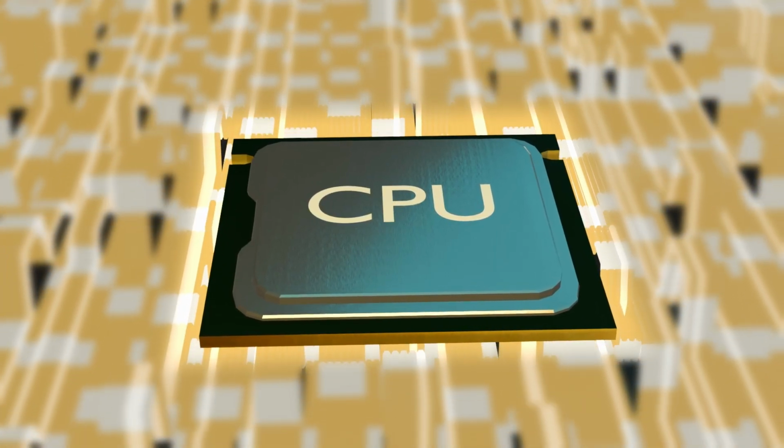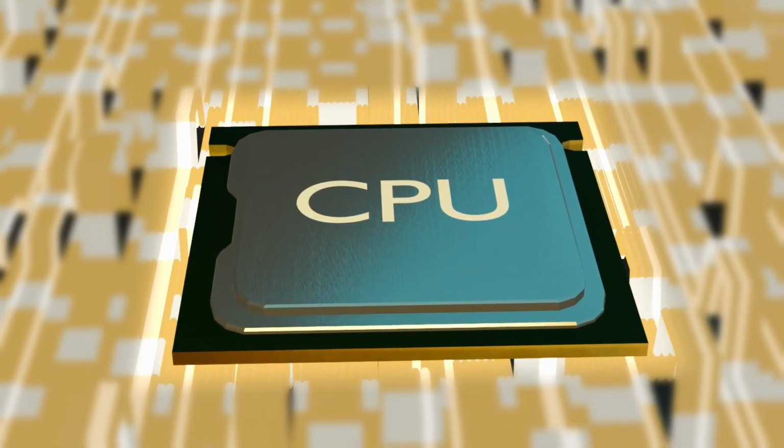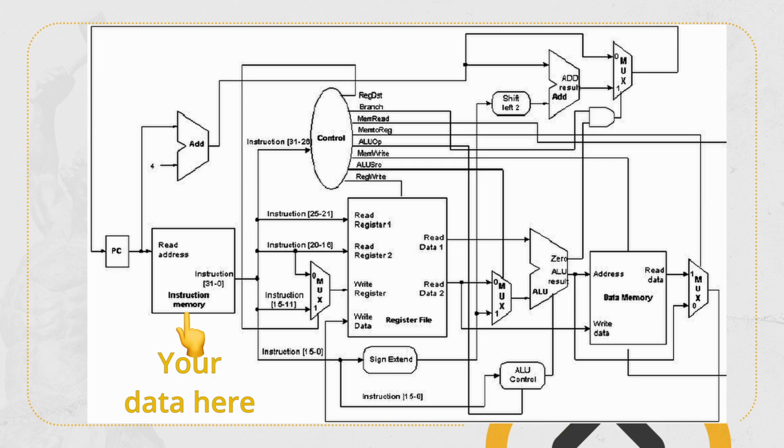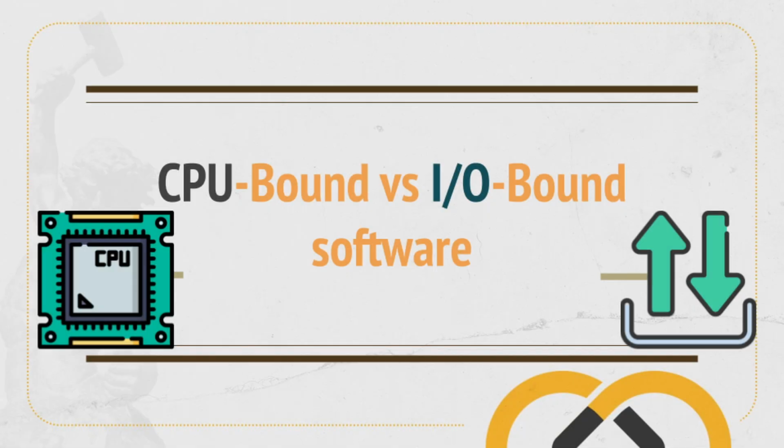CPU-bound is often characterized by high CPU usage with intensive computation tasks, and often spends most of its time executing instructions on the CPU. And that's pretty much it.